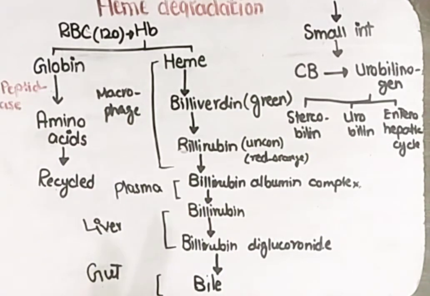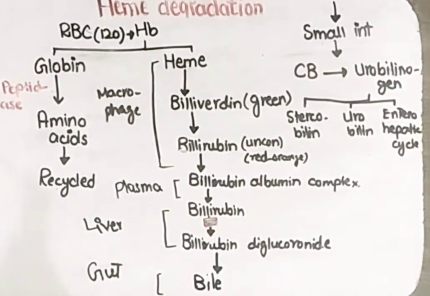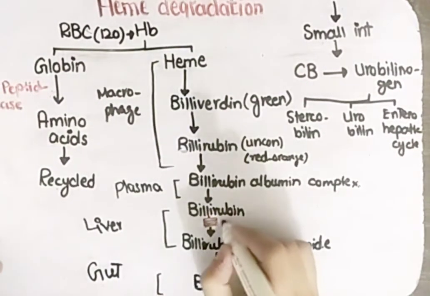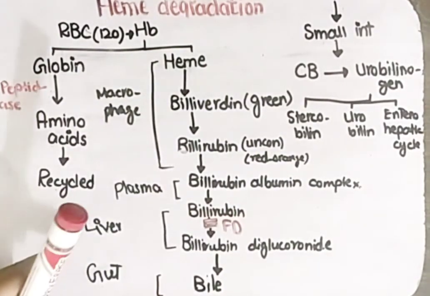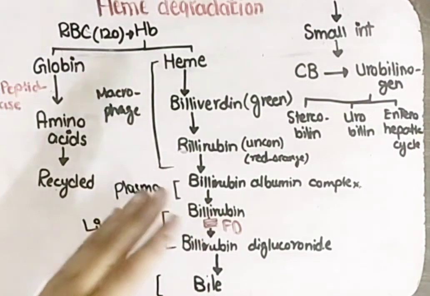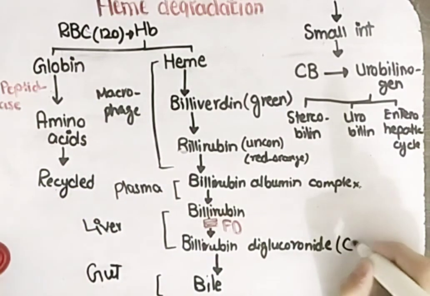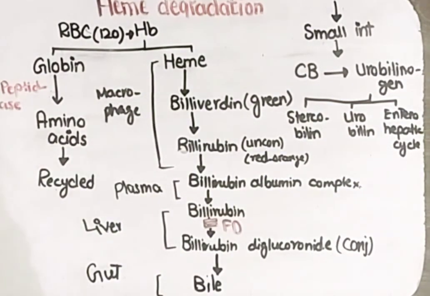It was a larger molecule, so we needed a carrier protein ligand to transport the bilirubin. It was facilitated diffusion. Do remember, it was facilitated diffusion, and the bilirubin entered into the liver. The UDP glucuronic acid transferred two molecules of glucuronic acid, converted it into a conjugated bilirubin and formed bilirubin diglucuronide. So this bilirubin diglucuronide is basically a conjugated bilirubin, and the bilirubin formed over here was unconjugated bilirubin.